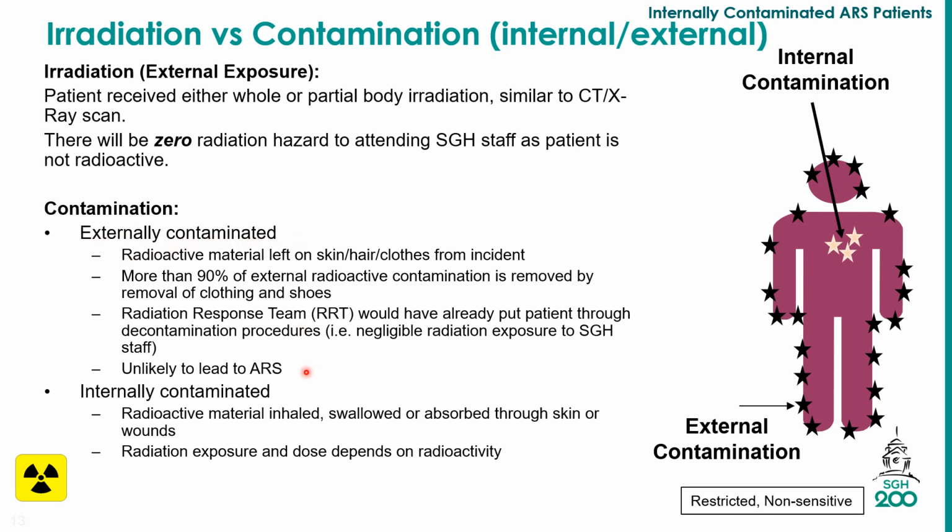Now these casualties are unlikely to have ARS because they only have contamination on the outside, and upon removal of their clothing, they are clean. They are not likely to receive very high levels of radiation, and hence wouldn't have ARS. Whereas internally contaminated casualties, if the radioactive material is inhaled, swallowed, or absorbed through cuts and bruises on the skin, the radiation exposure and dose depends on the kind of radioactivity that has contaminated the casualty.